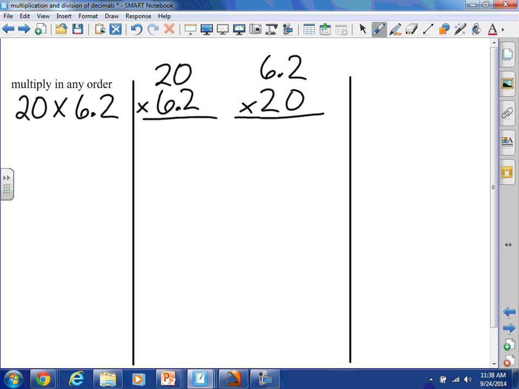So in this problem, you guys, the multiplier and the multiplicand, I can choose to be either number. I know that because of the commutative property of multiplication. You don't need to write this part, but 6 times 4 equals what? 24. But if I change the order, does it change my product? No. So 20 times 6 and 2/10 is the same thing as 6 and 2/10 times 20. It doesn't matter the order I put them in.